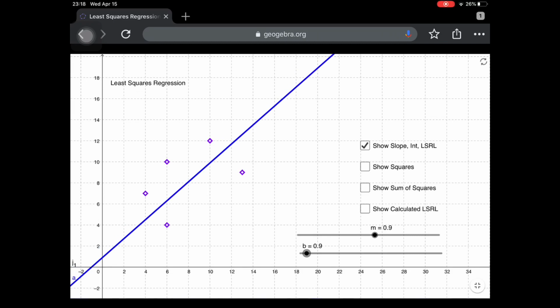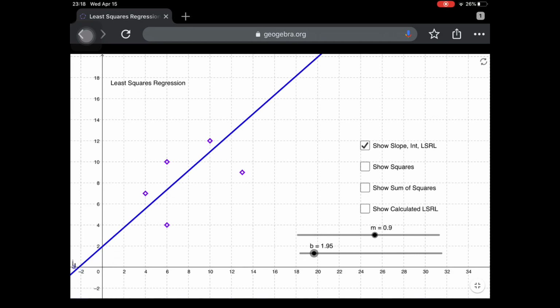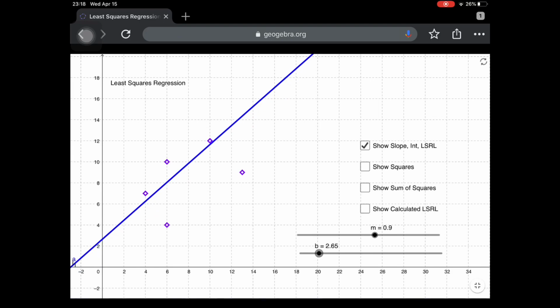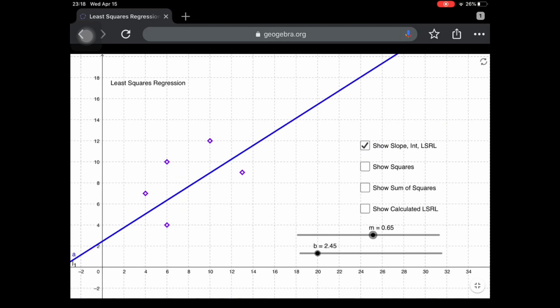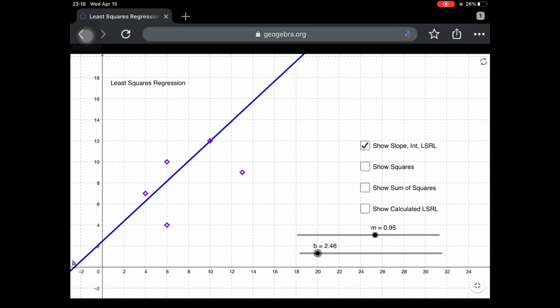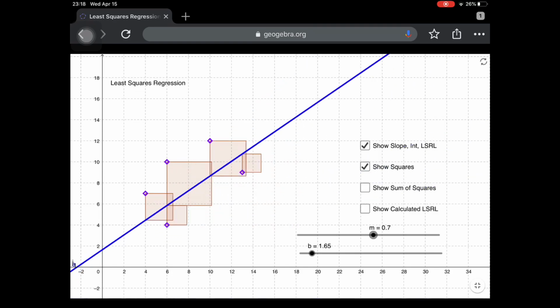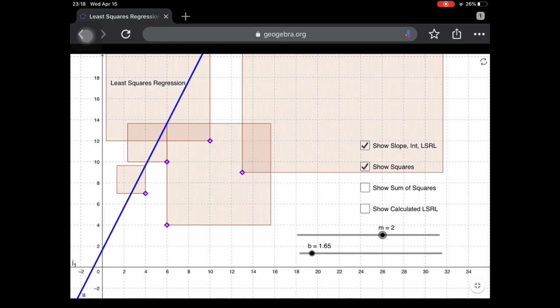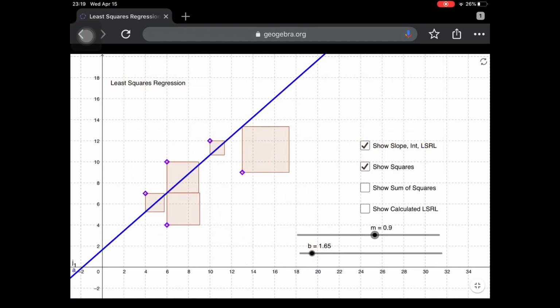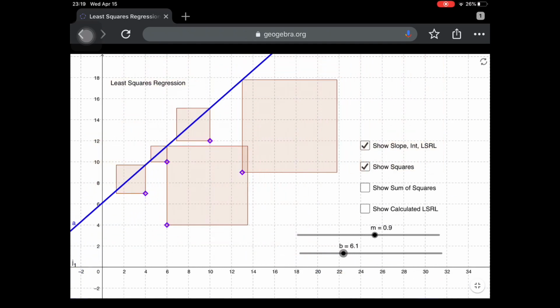So let's try to put this line in a way that it kind of models these points. So maybe I'm going to guess it's something like this. We have 2 points up, so it should be a little bit up, maybe something like that, okay? If I show the squares that are formed by looking at the residuals, you'll see that whenever I make movements of this, the values of the squares either increase or decrease, right? That's if I modify the slope, and if I modify the y-intercept, we have the same effect.